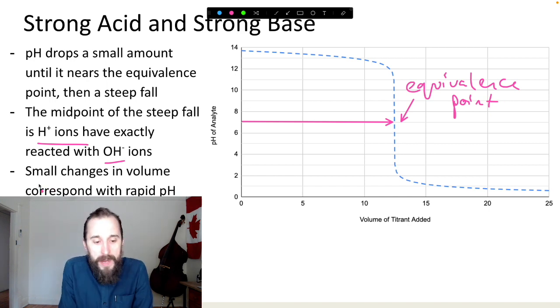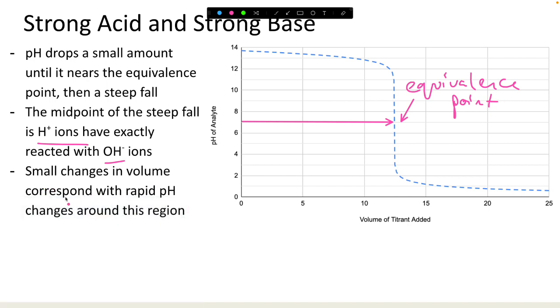So we notice at this point, small changes in volume correspond with rapid pH changes around this region. If you go here, you're adding less than a mil. If you think about going from there, less than a mil later, you're all the way down there. So we've got these huge changes in pH around the equivalence point.